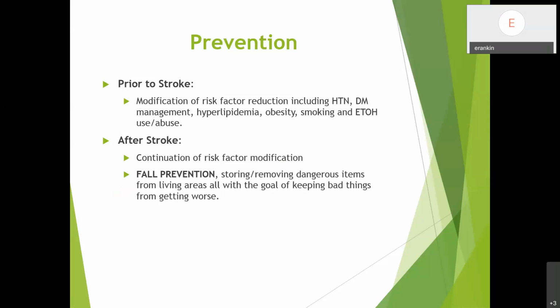And after the stroke too, it's again continuing modification of risk factors, fall prevention, storing dangerous items. I've been on some home evals with occupational therapy, and they do a wonderful job. And my wife probably hates them because I bring all those sorts of ideas home to prevent falls from a normal standpoint: get rid of throw rugs, get rid of glass tables. Try not to use ladders at all, especially when you're at my age. And again, keeping bad things from getting worse.